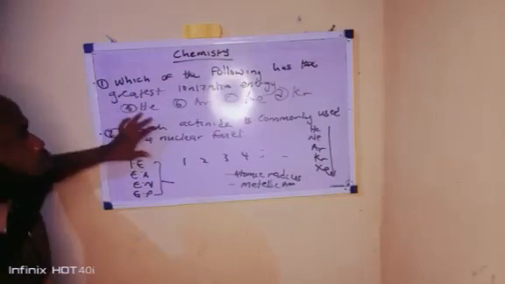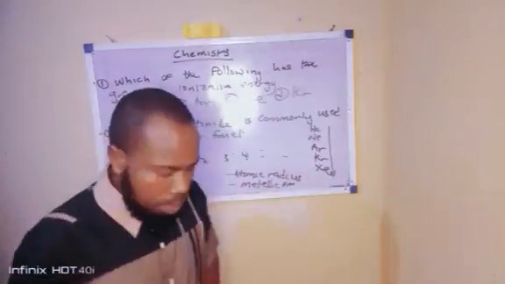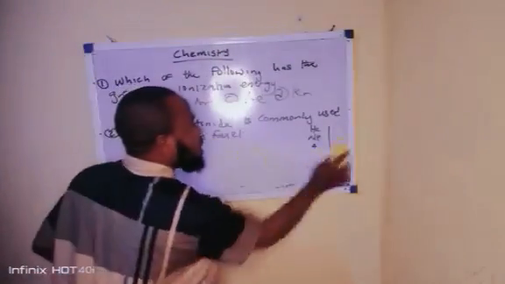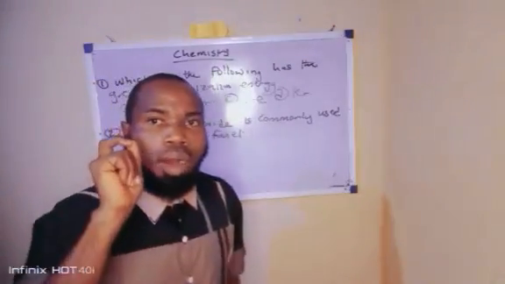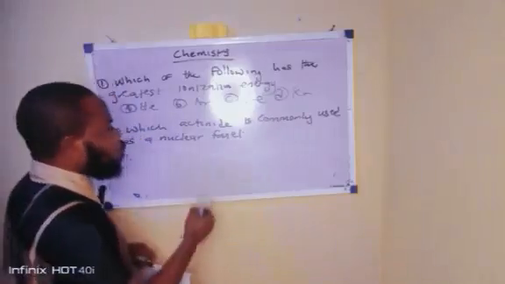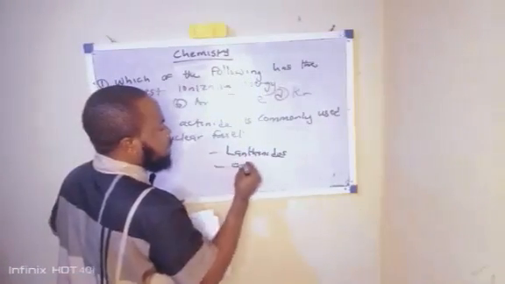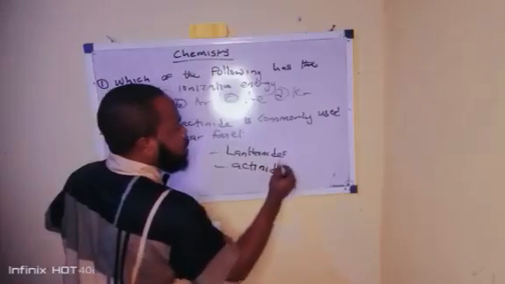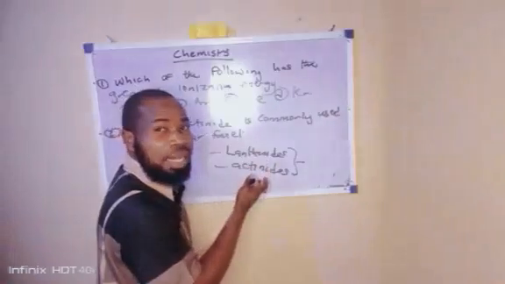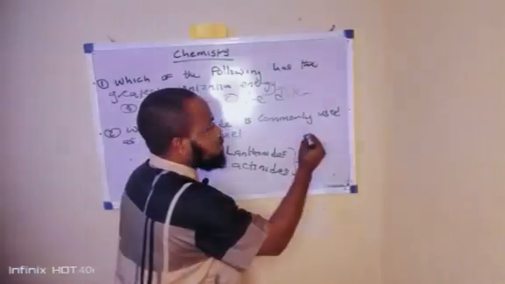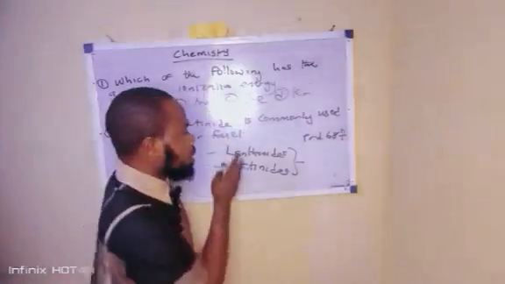They said, which of the following actinides is commonly used as a nuclear fuel? Now, there is no option here, but one major actinide. When you hear actinide, something will come into your mind. You have heard of the lanthanides and the actinides. If you have been studying, you will notice that the lanthanides and actinides are in period 6 and 7 of the periodic table.